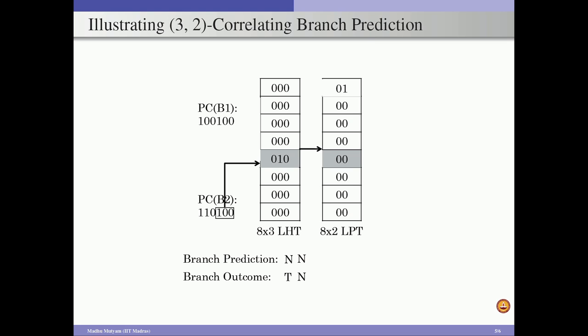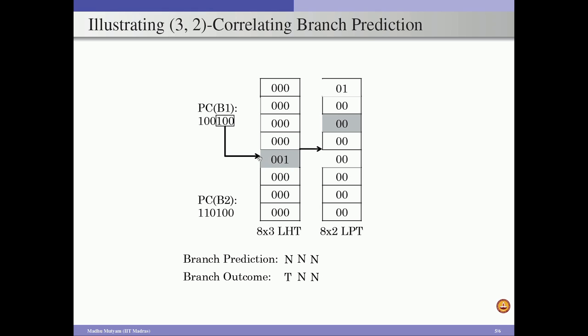And next again when B1 comes, now the history is 0 1 0. So, as a result we have to point to the second entry in the LPT. So, this is the 0th entry, this is the first entry and the second entry, which is 0 0. So, again we predict that the branch is not going to take place. In reality also B1, when it occurs the second time, the branch is not taken. So, effectively there is no change in the LPT value for this entry, but there is a change in the LHT because now we are inserting this 0 to this entry.